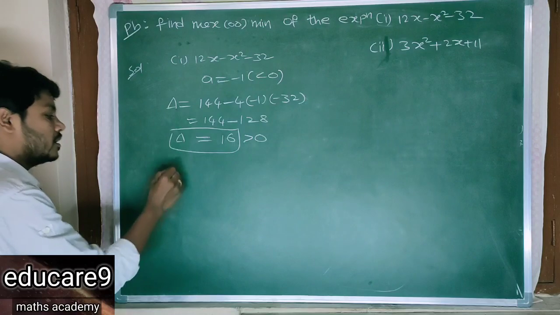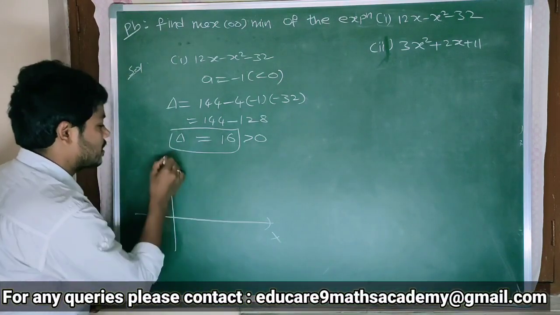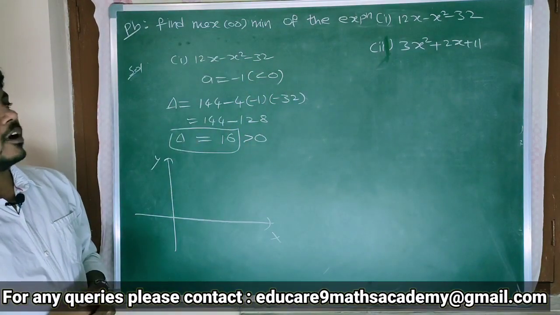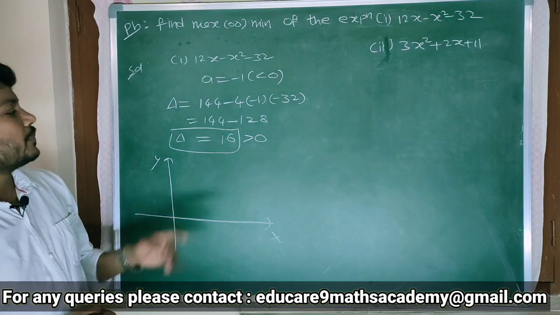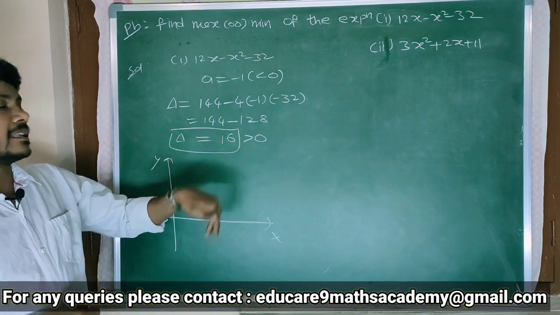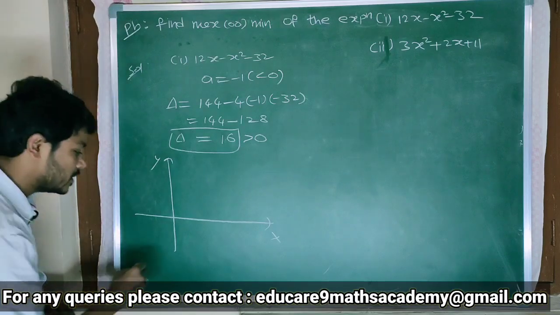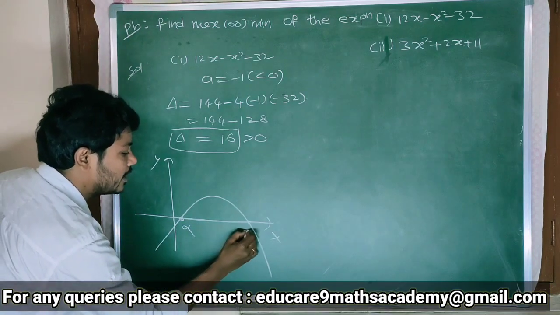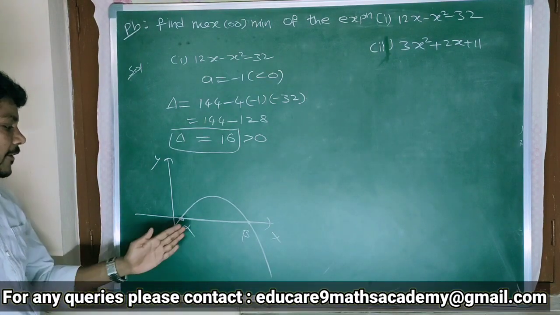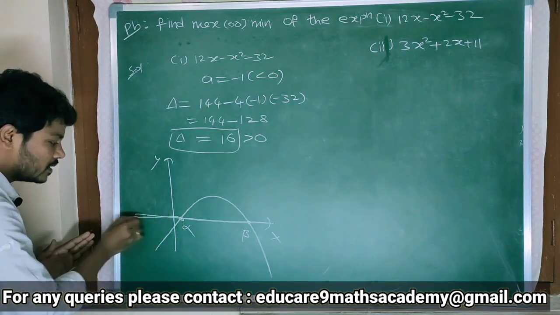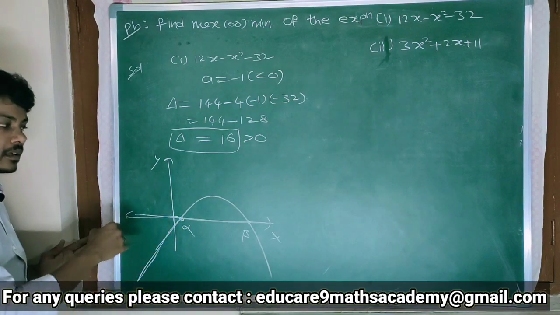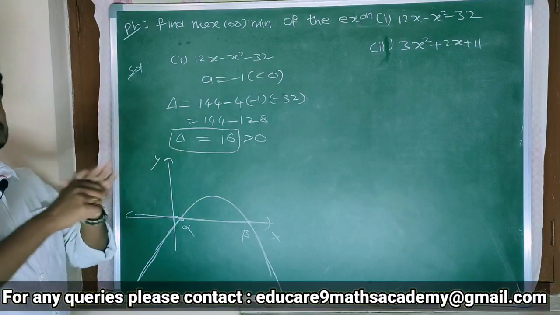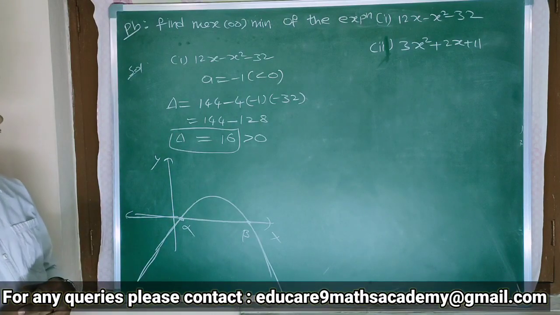So that is, this is the x-axis and this is the y-axis. A is negative, so the graph represents a downward parabola, and since delta is greater than 0, it intersects the x-axis at two distinct points. So this is our graph. Suppose this is alpha and this is beta. If x values are decreasing, then f of x values are also decreasing. If x values are increasing, f of x values are decreasing. So from this you can't say the minimum value, but you can say the maximum value.